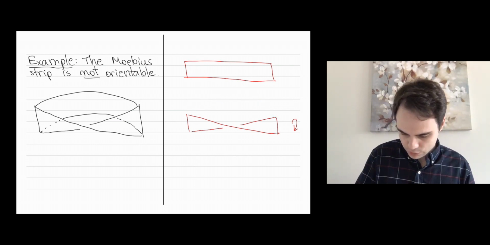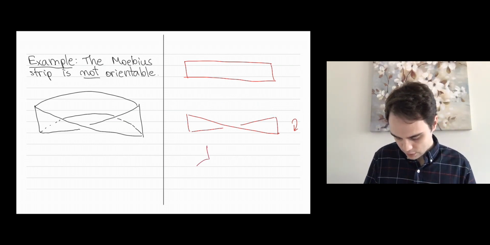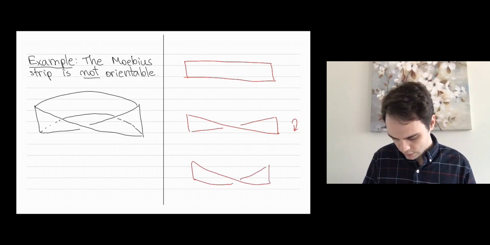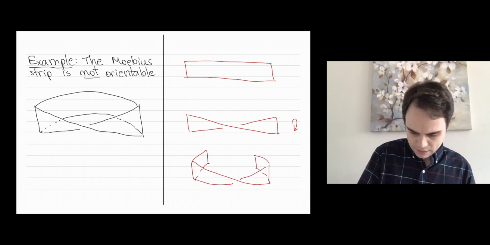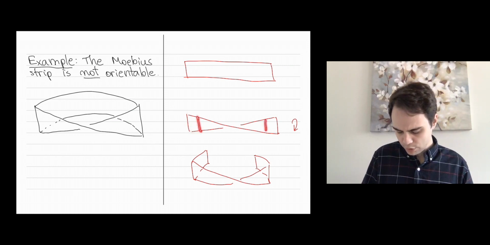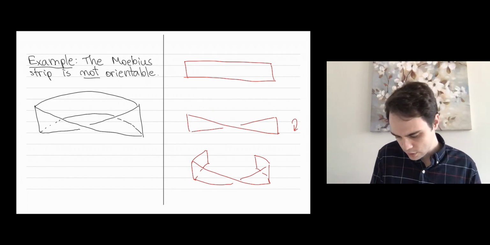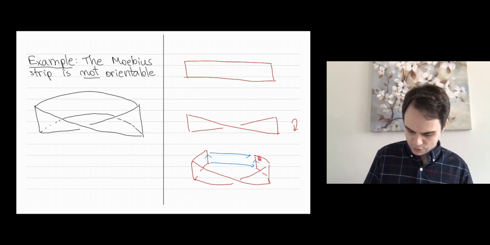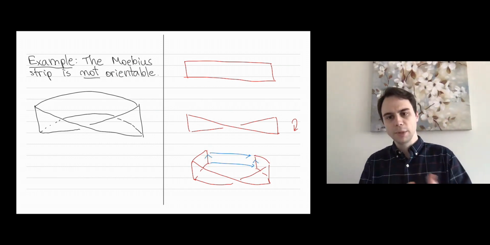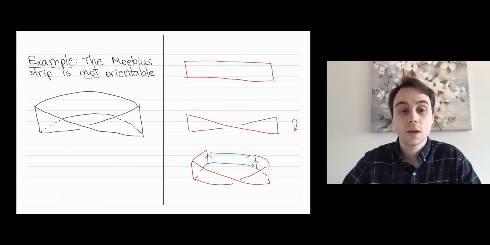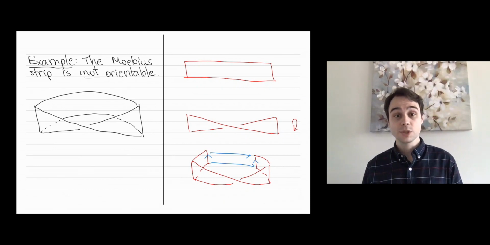Okay, let me maybe do it in two steps. So the next step is to do this. And then you just choose a point over here and bend a little bit like that. And then at the end, you just glue these opposite sides, as they match, let them overlap a little bit and glue them, and then you get the Mobius strip.